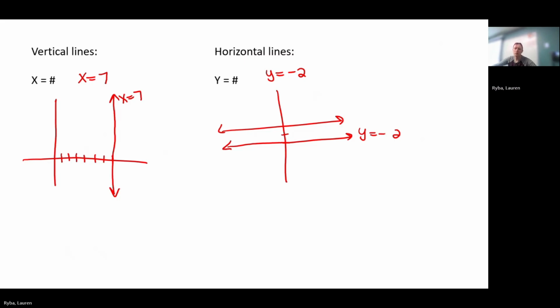Less bright. Is it already down? Here we go. See if that helps. Nope, that way. There we go.